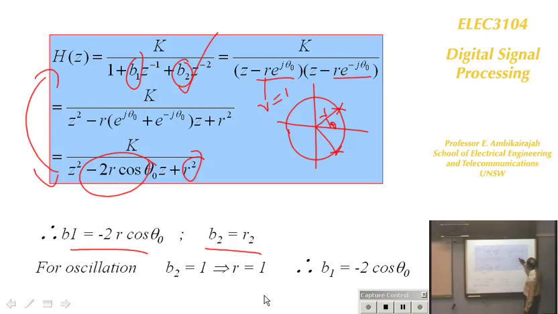And for oscillation, R equal to 1. So V2 equal to 1, because they have to be on the unit circle. And then V1 becomes this one. So that's the condition for oscillation. So if you are given a structure, you are asked to find the condition for oscillation, that's how you do it.